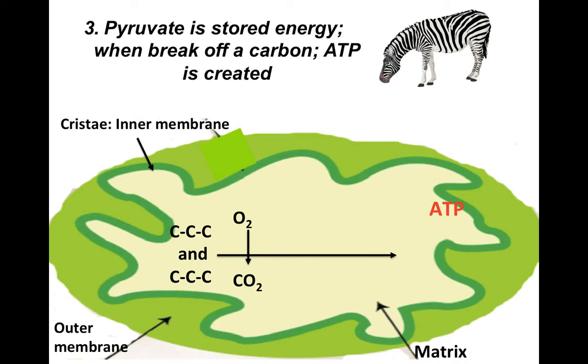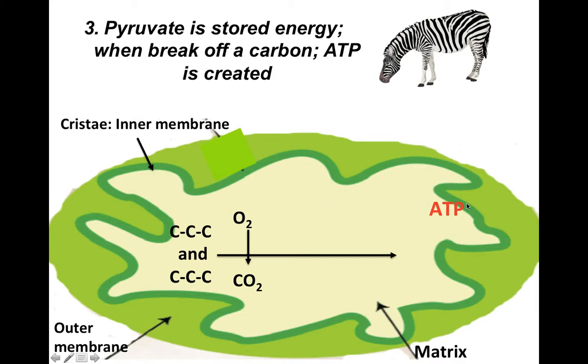Now that we've broken off that carbon, remember when we broke glucose in half to make pyruvate and released some energy? Same thing's going to happen here. We broke off another carbon, so we're going to generate some ATP. So pyruvate is basically energy. That's all that it is. So when we break off a carbon, we're going to make ATP.